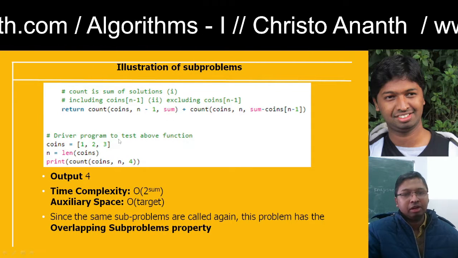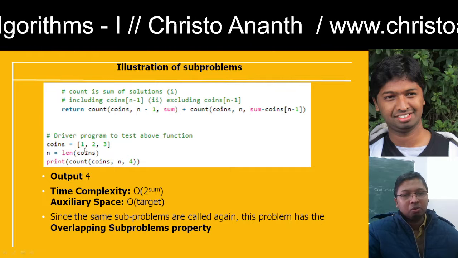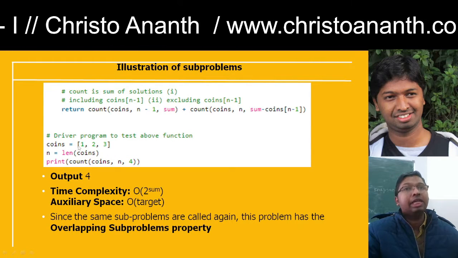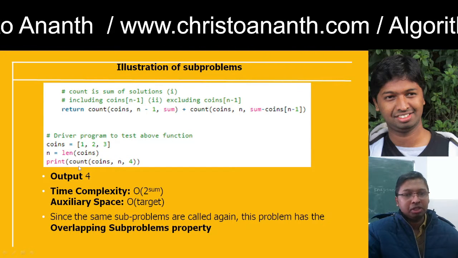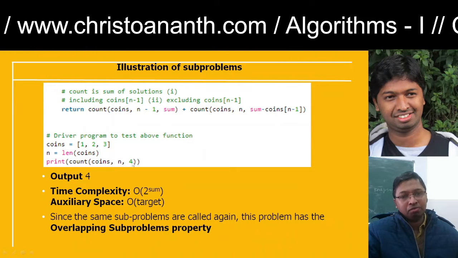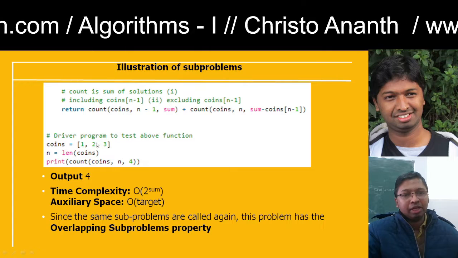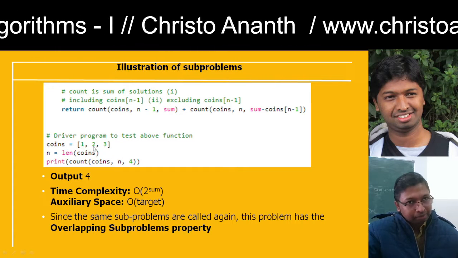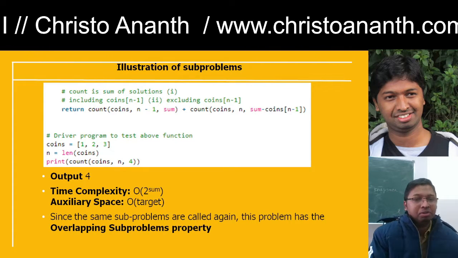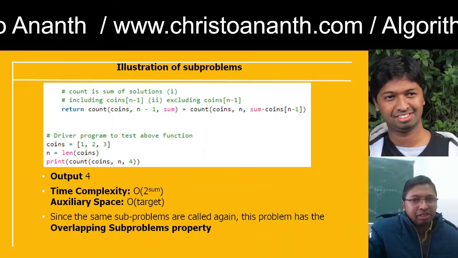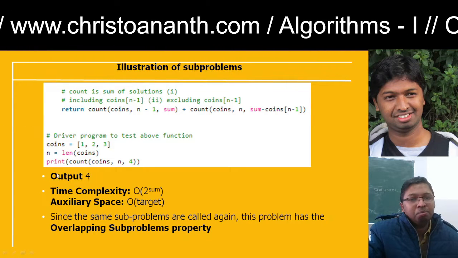Then finally you have the driver program, coins 1 2 3. You find the length of the coins. Print count coins n, 4. So this is how, for example, 3 1 you can have, 2 2 you can have. That is the possibility, and that is the reason you get the output to be 4.